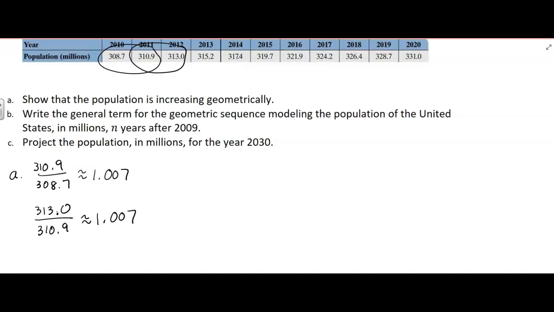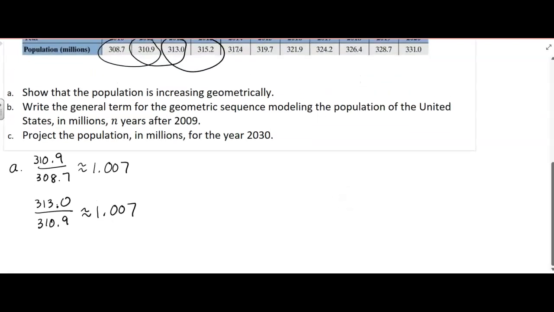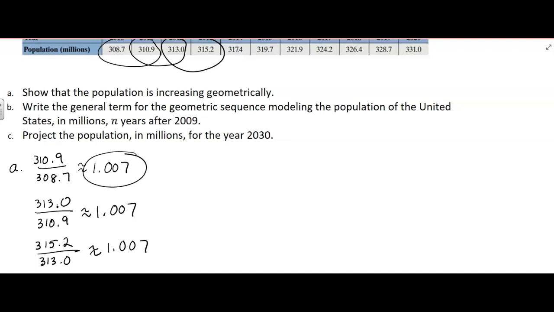That really isn't enough though. You have to go another time, at least 3 times, to see if it's geometric. So now I'll take the 315.2 and divide it by 313.0. And again, when you put that in your calculator, stop the video, put it in your calculator, you're going to get about 1.007. Now it's not exact, but it's pretty close, okay? So we're thinking that they have a common ratio of about 1.007. Okay, so that's enough to say, okay, we think this is geometric.